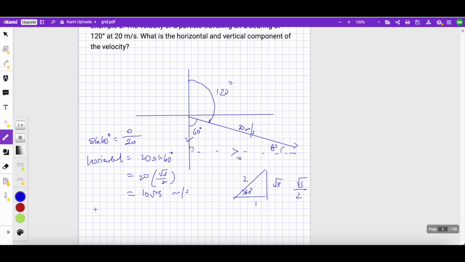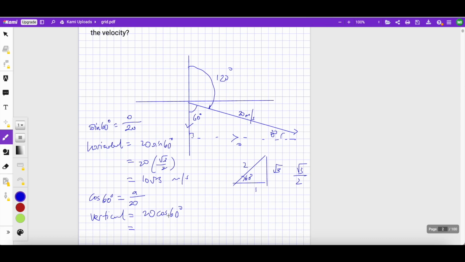We're going to use a cosine instead. So cosine 60 equals adjacent over hypotenuse, in this case 20. So our vertical component is 20 cosine 60 degrees, and cosine 60 is half, so it will be 10.